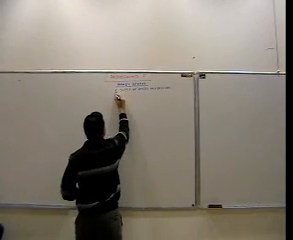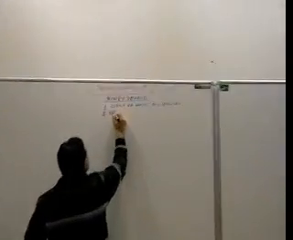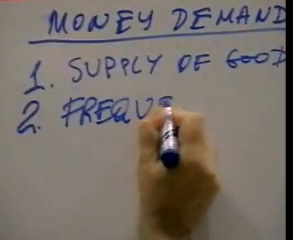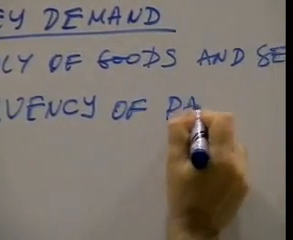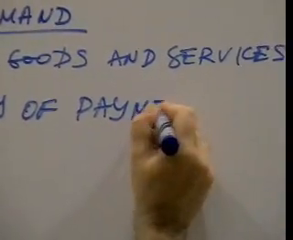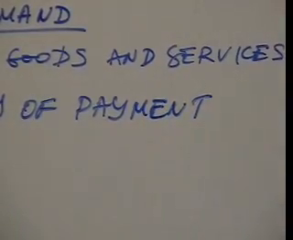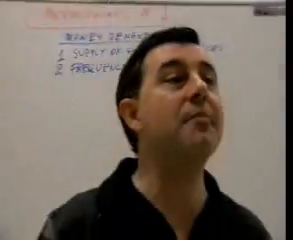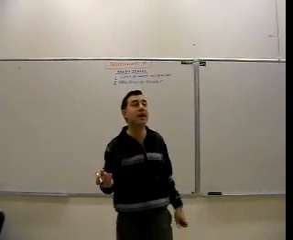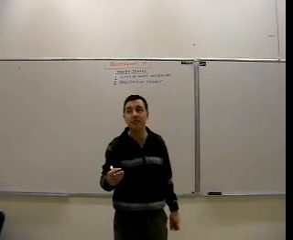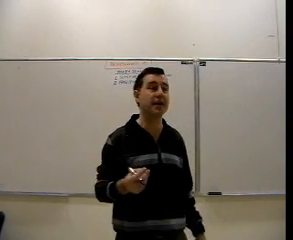Number two is frequency of payment. Frequency of payment simply means how often someone gets paid, or how often payments are made in society.